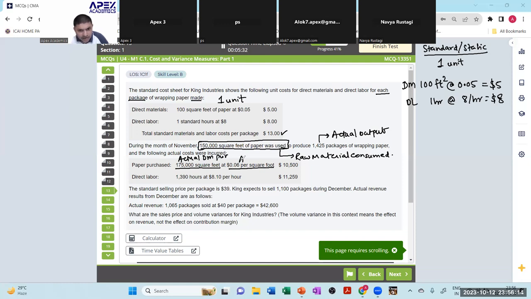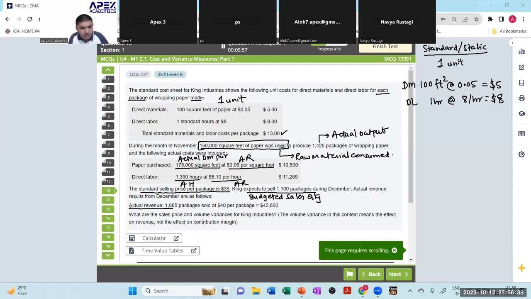What is 0.06 per foot? This is actual rate. Direct labor, this is actual hours, this is actual rate. Standard selling price is this much. It expects to sell this much. Expects to sell means what is this? Budget.